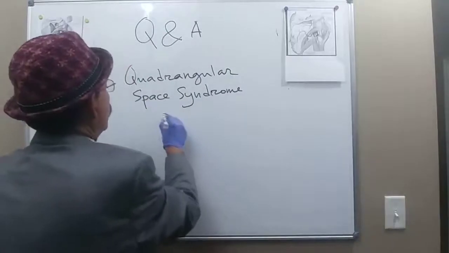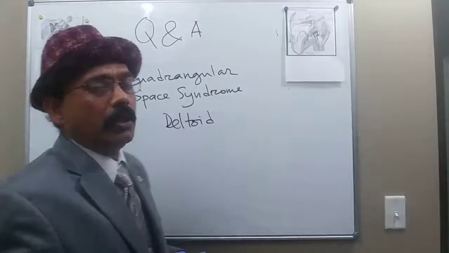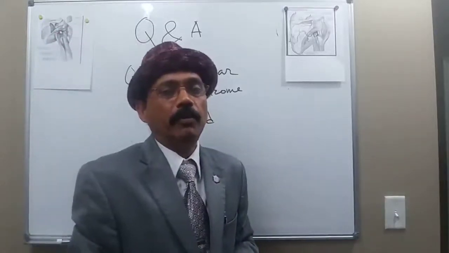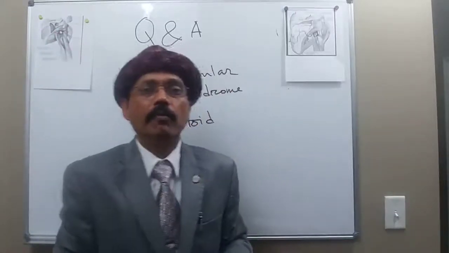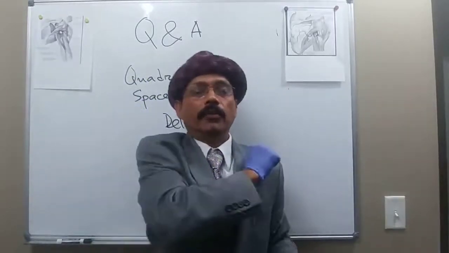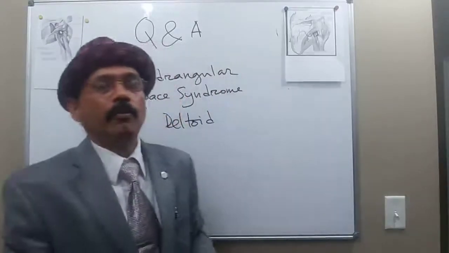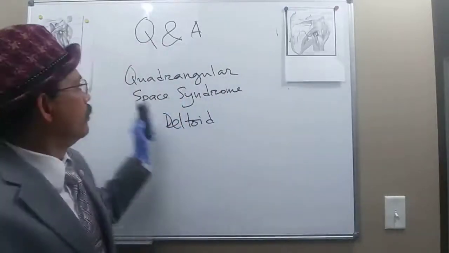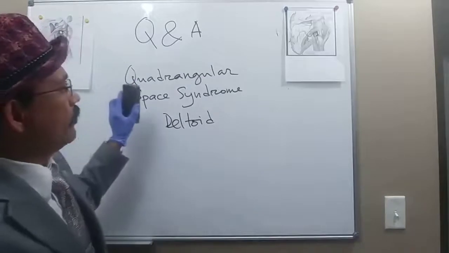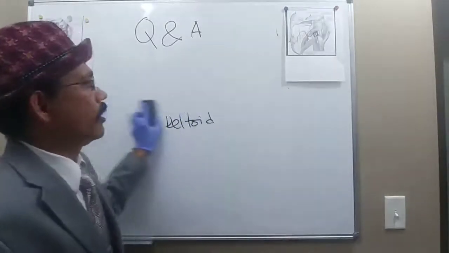Deltoid muscle. Okay, what is its nerve supply? Nerve supply by the axillary nerve. What are the actions of deltoid? Many actions. Abduction from 15 to 90 degrees, also causes flexion, extension. Okay, we got the quadrangular space, axillary nerve, and muscles innervated by the axillary nerve.